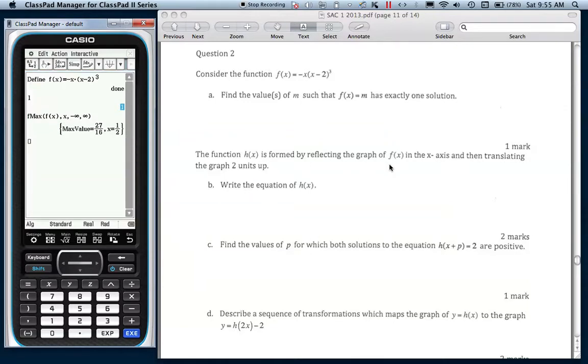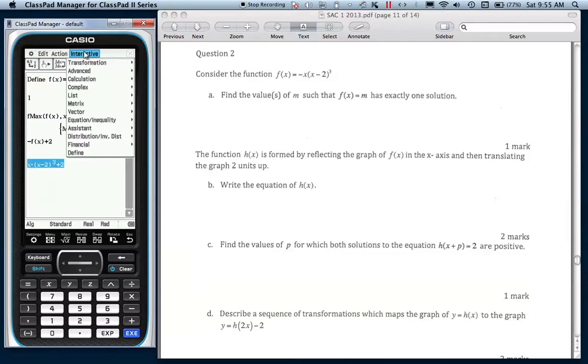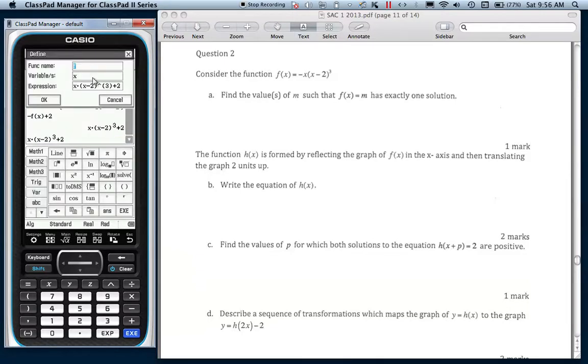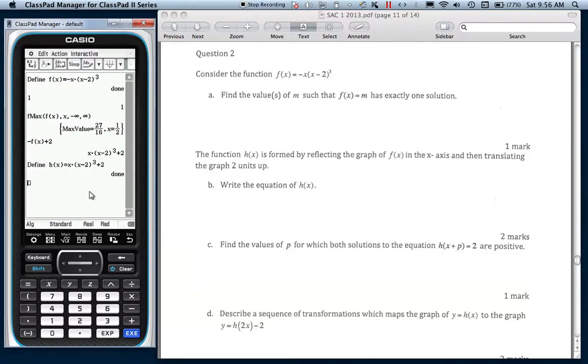Okay, let's just resize that. The function is formed by reflecting the graph. So a reflection in the x-axis is a negative, and it's negative f of x. And then we translate the graph 2 units up, which is plus 2. We can just enter that. So that's our equation, and we can just write that down here. We'll call that h of x. In fact, we can get our calculator to define it as h of x. Just choose h there. So there we've got that.